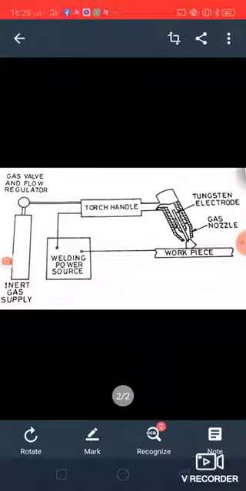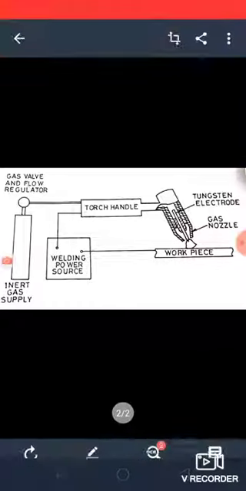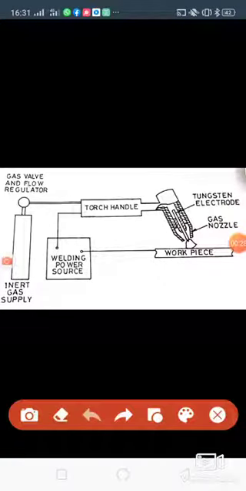So good morning friends. Today we will discuss the TIG welding process. TIG stands for tungsten inert gas welding. So in TIG welding, what happens? The spark is produced between the tungsten electrode and the workpiece. So this is the tungsten electrode, in which the spark is produced between the tungsten electrode and the workpiece.